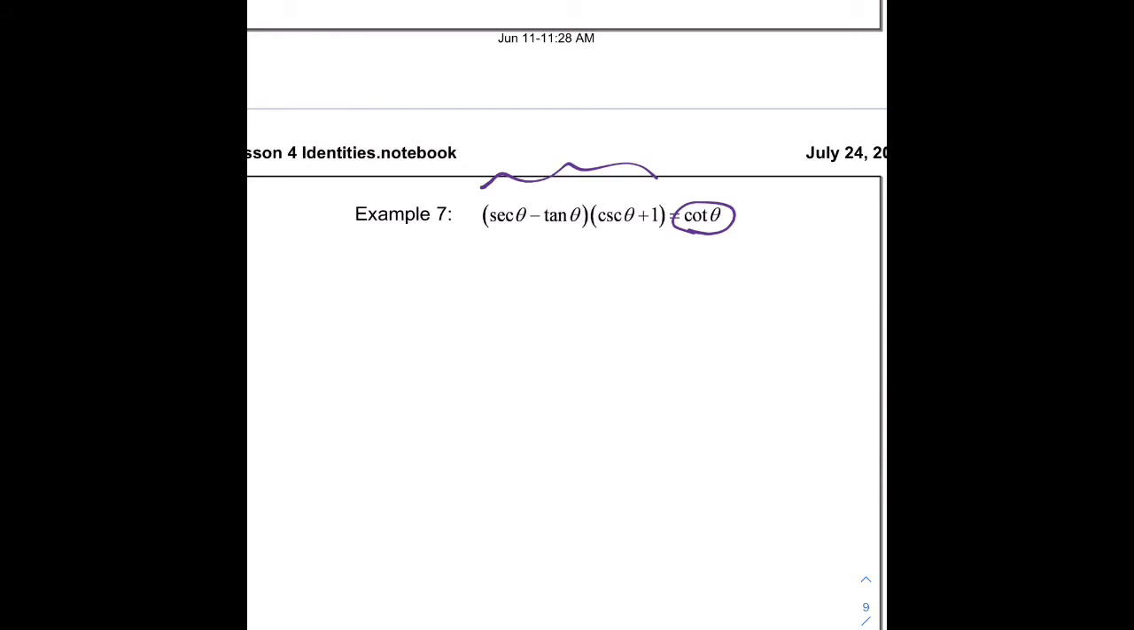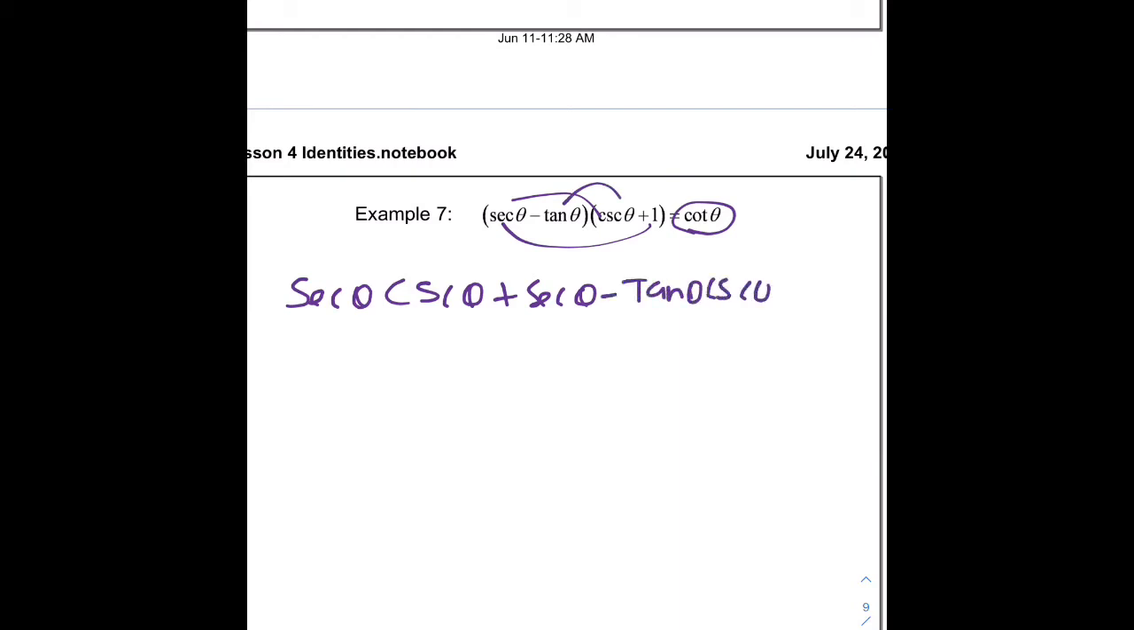Right now, it is completely valid that you could turn secant into 1 over cosine. You could turn tangent into sine over cosine. And friends, that is legitimate. And we're going to actually do some of that next, but I try to not deal with fractions until I absolutely have to. I'm going to do some algebra. I'm just going to FOIL this out. So when I FOIL this out, I'm going to get the secant of theta, the cosecant of theta, plus the secant of theta, minus the tangent of theta, cosecant theta, minus the tangent of theta.